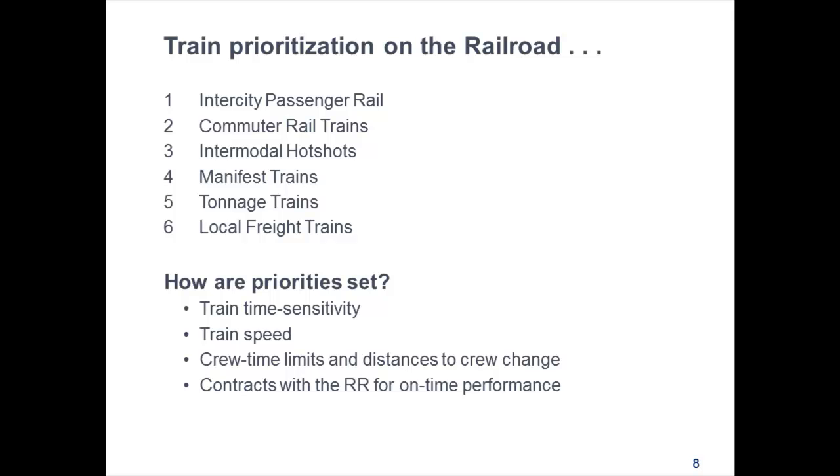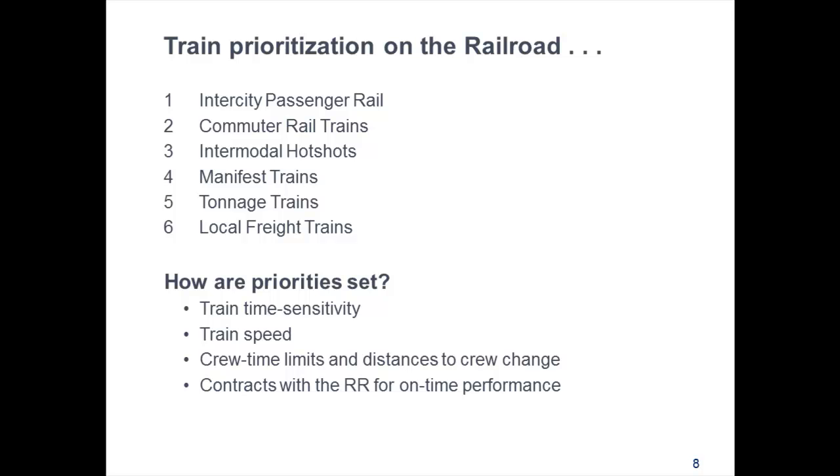Well, the priorities as shown on the slide are generally set by 4 factors: train speed, in other words, how fast the train is going; time sensitivity of the train. Passenger trains are typically more time sensitive than freight trains. Then we have the 12-hour limit for the on-duty crew time. There are contracts for performance. Intermodal shippers pay the railroads large sums for on-time transport of their high-value cargo. There are some exceptions to this, and Jared will mention one.